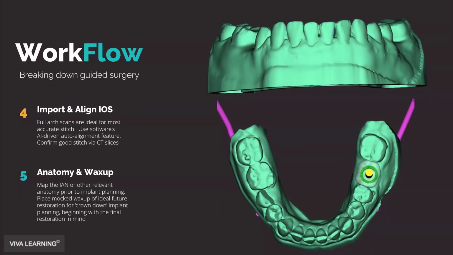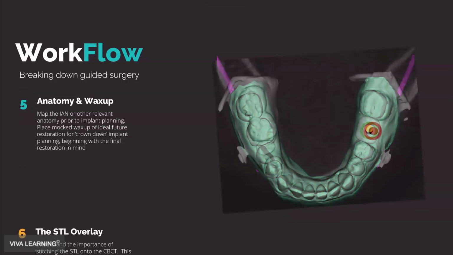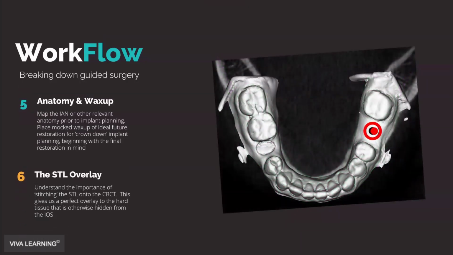Then we can do a wax up. We can do a digital wax up here, if this is tooth number 19, so we drop a little fake tooth in the 19. That way we can plan our implant crown down and put the implant where it needs to be to support the crown that the patient needs. Then, of course, we're going to look at the STL overlay and make sure that it's well stitched. That's the most important thing, to make sure that our guide is lined up with the bone we think it is.